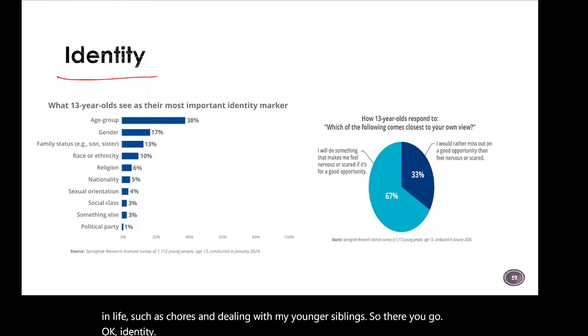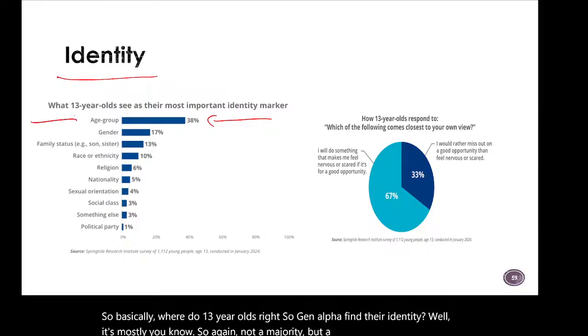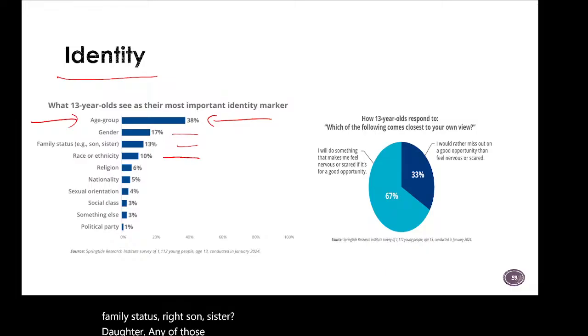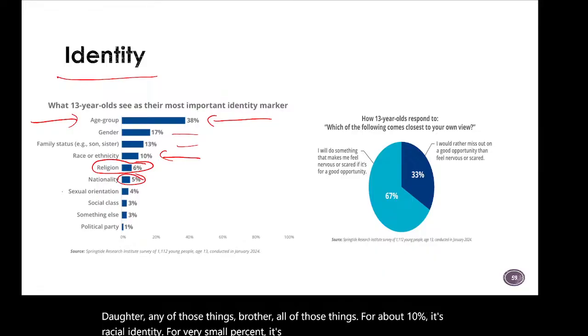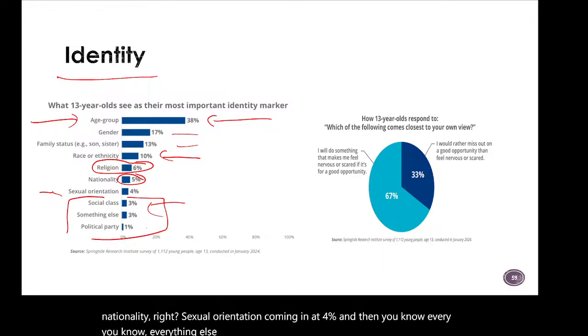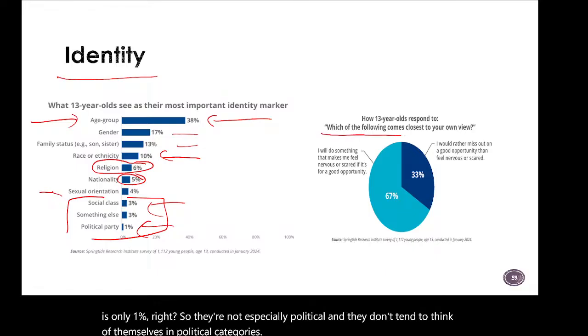So basically, where do 13-year-olds, so Gen Alpha, find their identity? Mostly, not a majority, but a good plurality, is their age group. So being 13 is really important. Below that, gender, family status, son, sister, daughter, brother, all of those things. For about 10%, it's racial identity. For a very small percent, it's religion, even smaller percent nationality. Sexual orientation comes in at 4%. And then everything else is pretty low. Social class, political party is only 1%. So they're not especially political, and they don't tend to think of themselves in political categories.